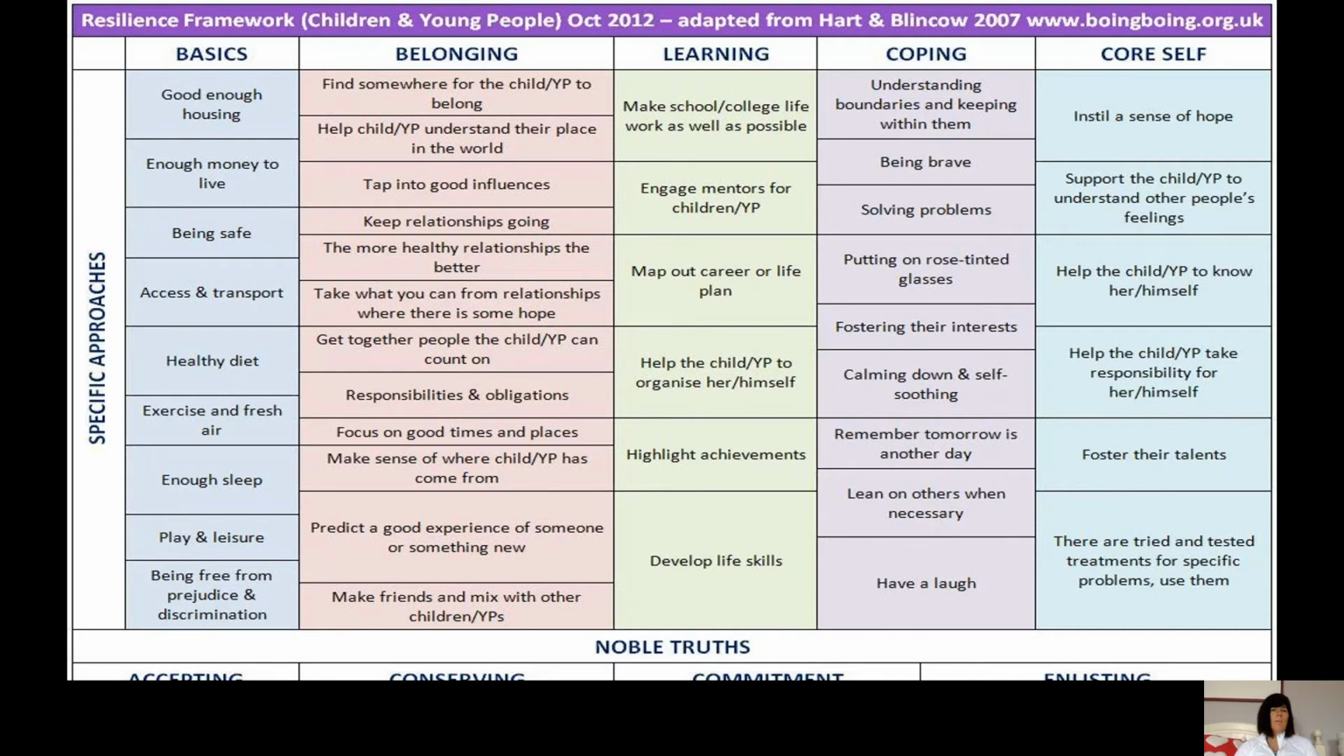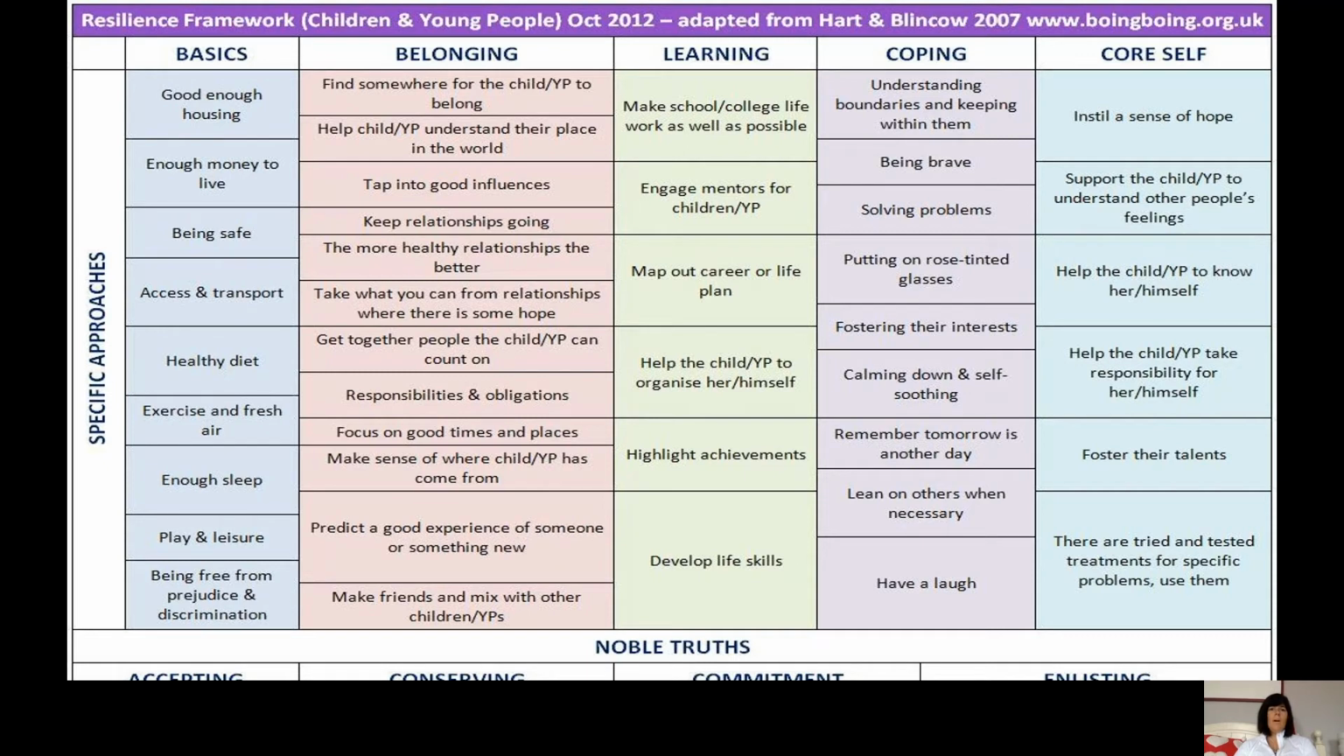So here we've got the basics, and this is where we see the social inequalities agenda really running through the approach, in terms of thinking through: is the house or the family situation good enough? Because again, isn't it, if you've got a child coming to school and the family doesn't have enough money to live, for example, are they able to buy uniform, or are they coming to school having had breakfast, things like that.